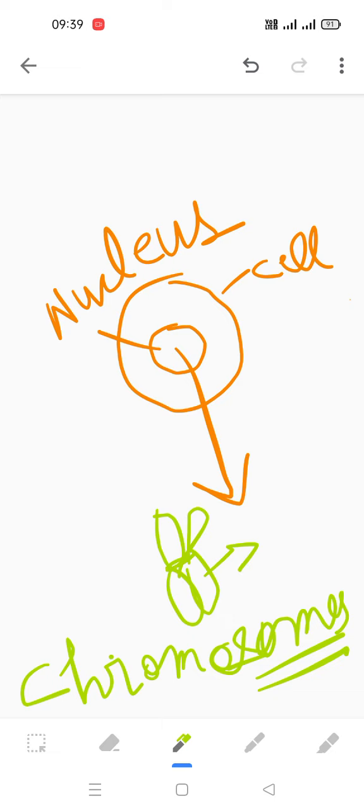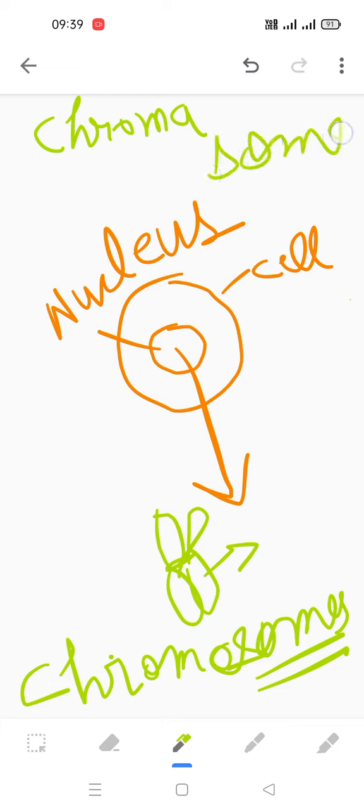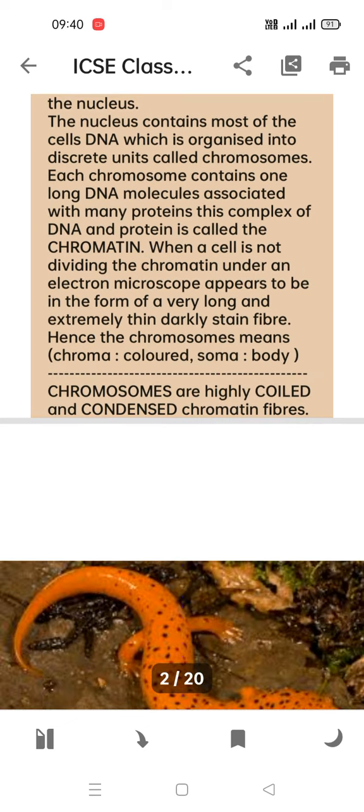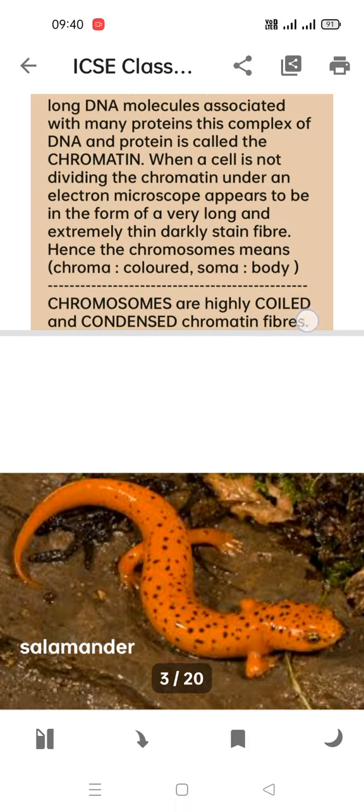Now what are chromosomes? As I told you, chroma means color, and soma means body, means the colored body refers to the chromosomes. I hope this is clear to you. So what is a chromosome? Chromosome is nothing but the condensed form of the chromatin fibers. Chromatin fibers are thread-like structures, very thin.